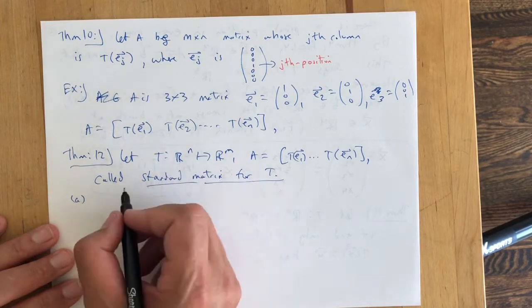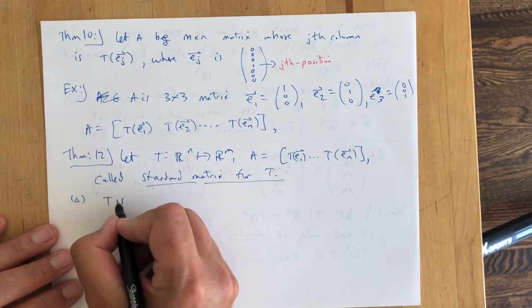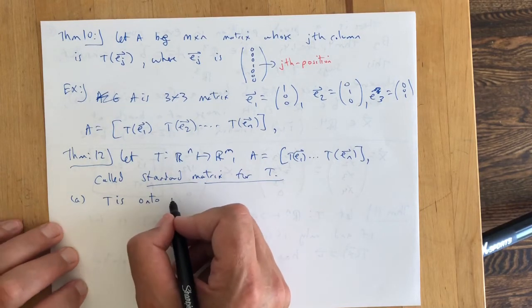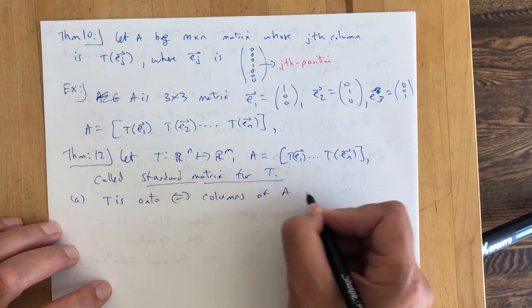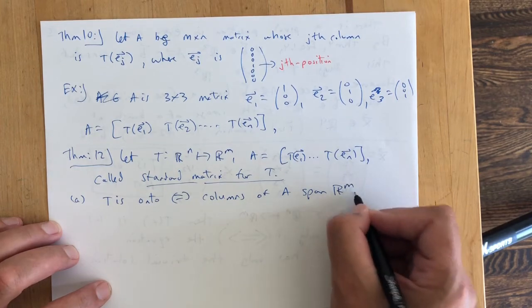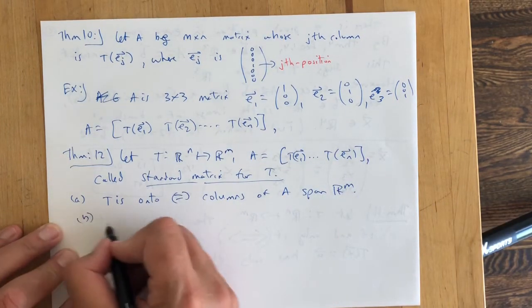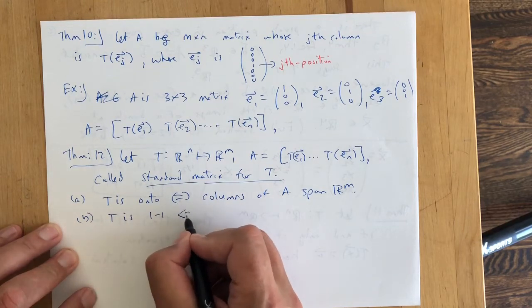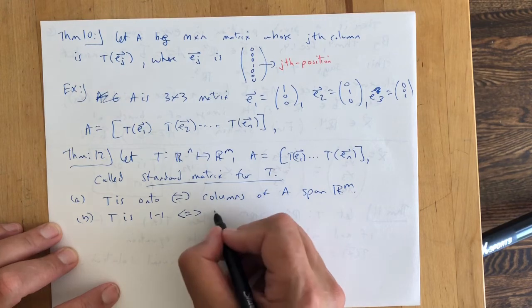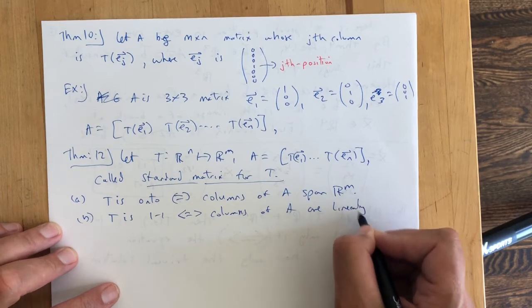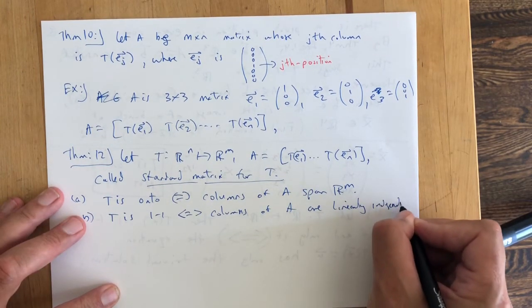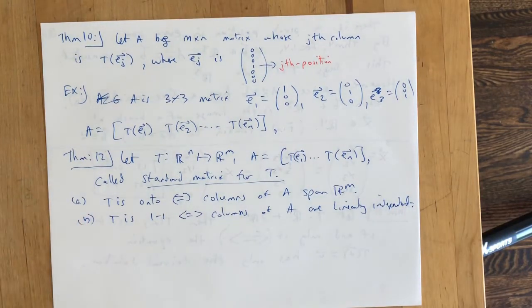So A, T is onto, it's an onto mapping from Rn to Rm, if and only if the columns of A span Rm, and B, T is 1 to 1, if and only if the columns of A are linearly independent. And so this is a big deal for us.